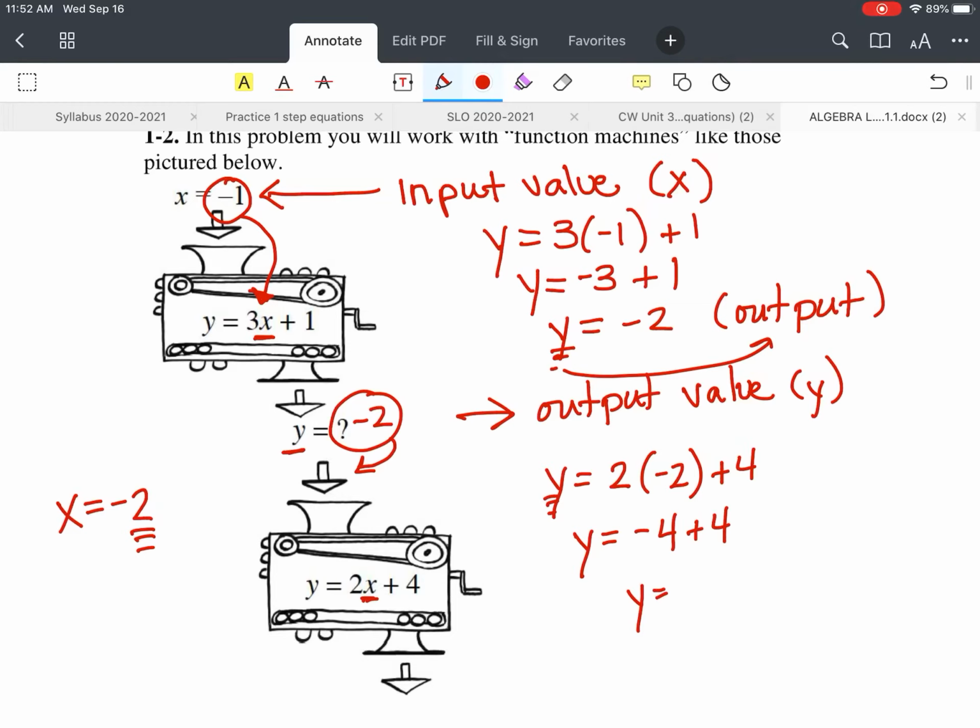And we have an opposite here. So if you have a negative and a positive, we know that those become 0. So we have y equals 0, and that is our output value. The key that you need to remember here is your input value is always x. So if you're dropping it into the machine, it's an x value. If it's coming out of the machine, it is a y value.